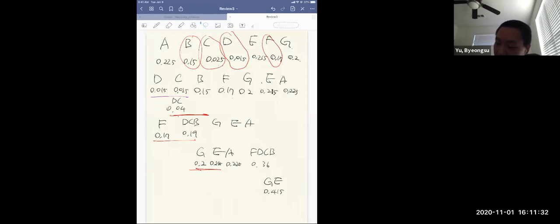And A is 0.225, FDCB 0.36. Then add those two to get AFDCB, GE, and adding those two to get the final one. So I think nothing the same came up, right?